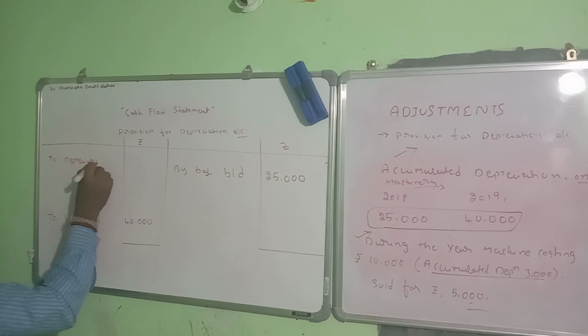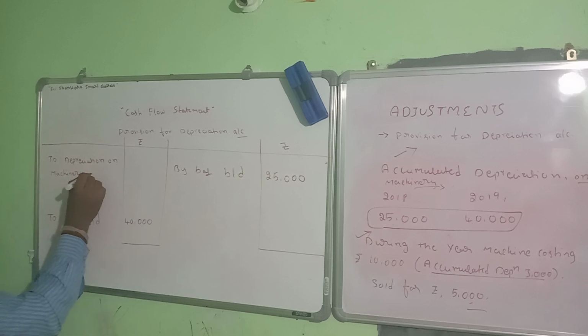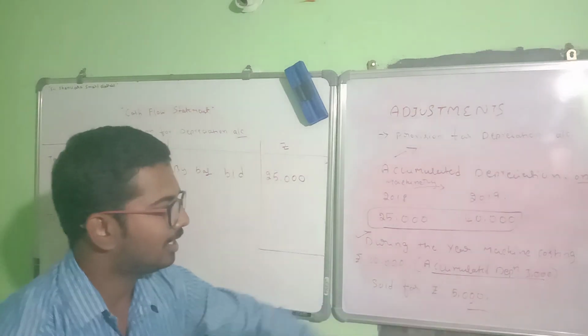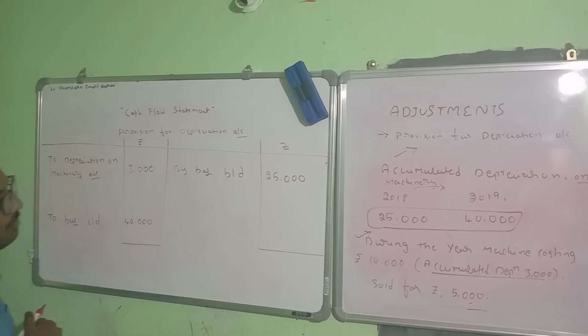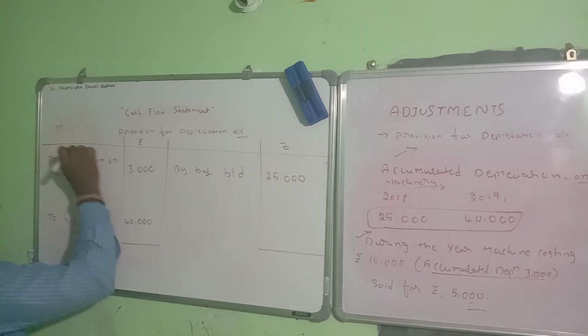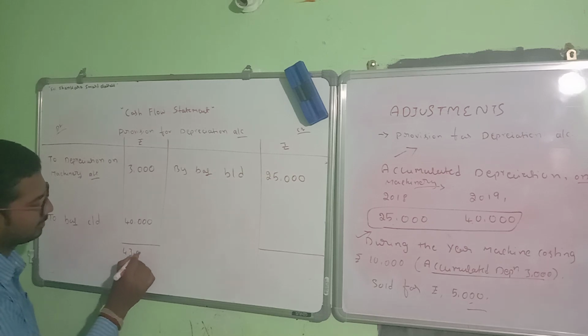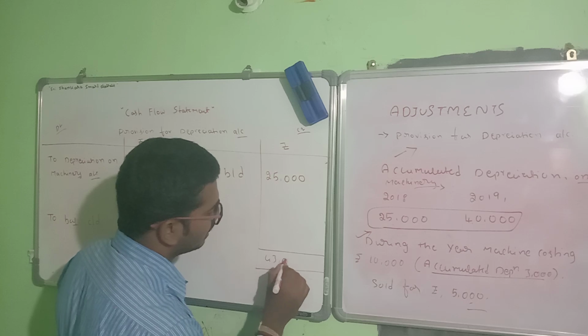To depreciation on machinery account, or else to machinery account you can write directly. See, how much we should charge as depreciation on machinery account is 3,000. Then no further information, close the account. So debit side total is 43,000. Totals will be the same, 43,000.